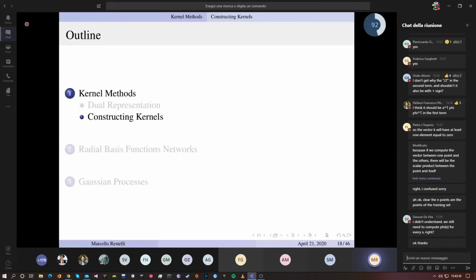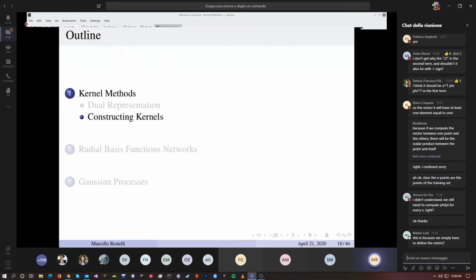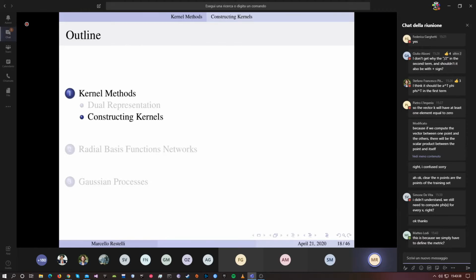Okay, let's see the core. Probably the question in your mind is: you have said that the kernel is a scalar product of features, so how can you say that you are not using the features? Now I will show you that you can use kernels even if you do not really know which feature vector is behind them. You are sure that it exists, but you do not know which it is.